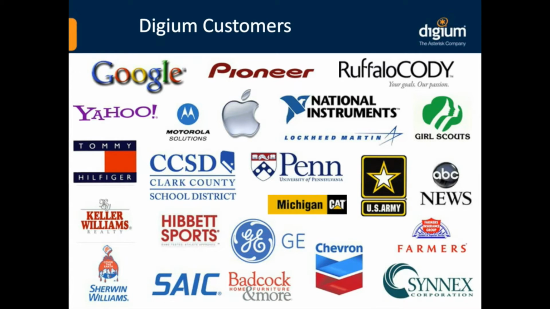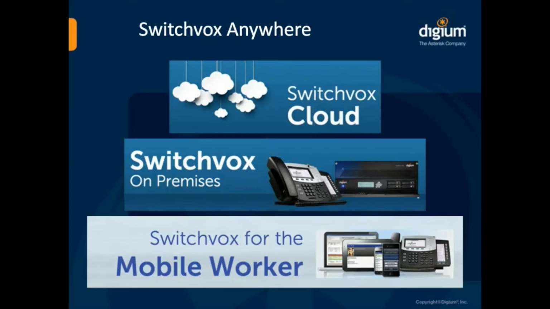This is both with Asterisk, Switchvox, and Switchvox Cloud. One of the big things that really separates Switchvox and Switchvox Cloud from a lot of the competition out there is that we have this philosophy called Switchvox Anywhere. Switchvox Anywhere is the idea that we have the exact same software across all the ways that you could deliver a phone system. So we have Switchvox Cloud, which is delivered in the cloud as a hosted service.